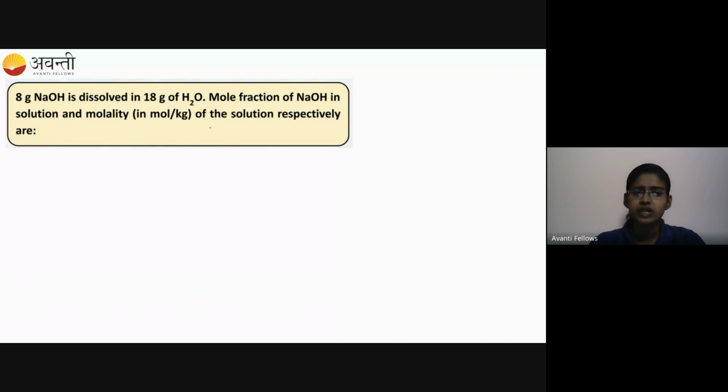8 gram of sodium hydroxide is dissolved in 18 gram of water. Mole fraction of sodium hydroxide in solution and the molality of the solution respectively are. So what we have to do? To find out the mole fraction and molality, first let's do one by one. To find out the mole fraction, what we need? The first component, A component, is sodium hydroxide. And the B component is water. I have to find out the mole fraction of sodium hydroxide, XA.